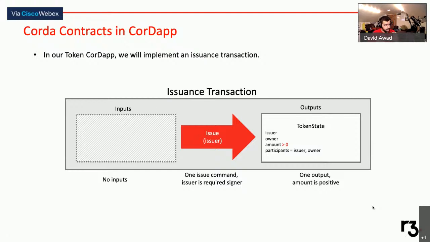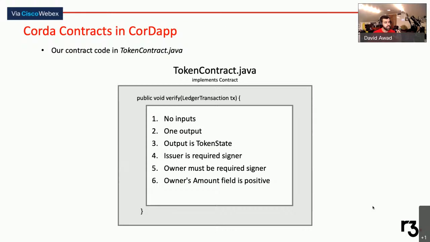So this is an issuance transaction that we're about to write. And so our contract code is going to look something like this. Now, in this case, the token contract Java class implements the contract abstraction that we also provide for you. So we're going to implement a verify method that takes a ledger transaction and verifies a few important properties of it. One, that there's no input states, like we were describing here. Two, that there's only one output state, right? We are only issuing a single state, and that output should be of type token state. The issuer should be a required signer for the transaction to be valid. The owner must also be a required signer, and we'll make sure that the amount field is positive because you can't issue negative money, just as a good rule of thumb and a nice rule to add on to that.